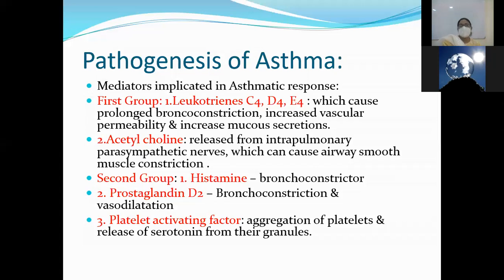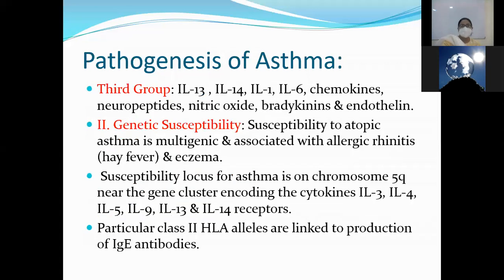Now, the second group includes histamine, prostaglandin D2, and platelet activating factor. Histamine causes bronchoconstriction. Prostaglandin D2 causes bronchoconstriction and vasodilatation. And platelet activating factor causes aggregation of platelets and release of serotonin from their granules. Clear? And the third group includes interleukins 13, 14, 1, 6 and chemokines.